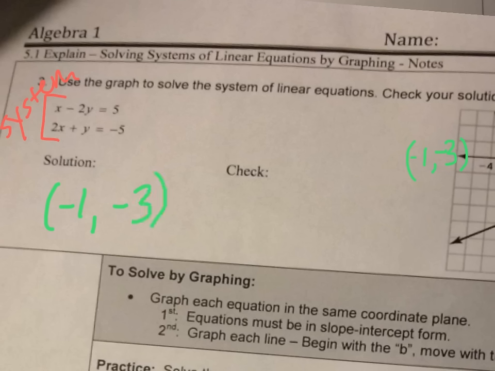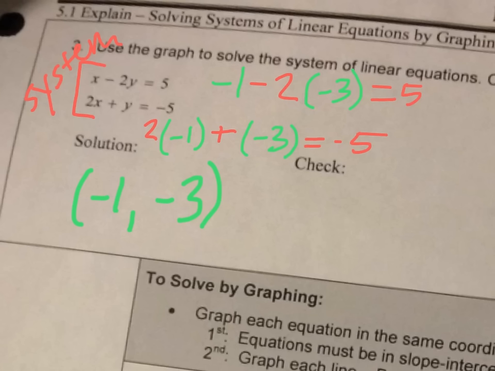But now we need to check it. How do we check it? Well, that's exactly what we did in the first video in numbers 1 and 2. We took the x value and the y value and plugged them into both equations. So let's do that now. Here are both of the equations with the x value and the y value plugged in. Now we need to simplify both of these and see if we get a true statement for both equations. If both are true statements, then yes, this is the solution.